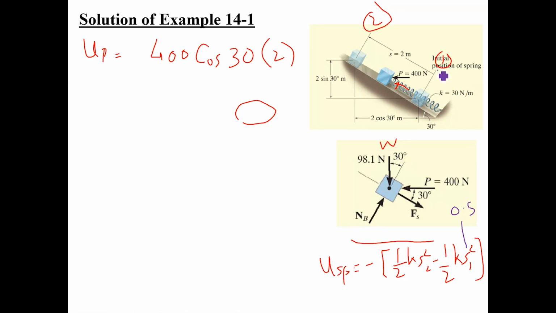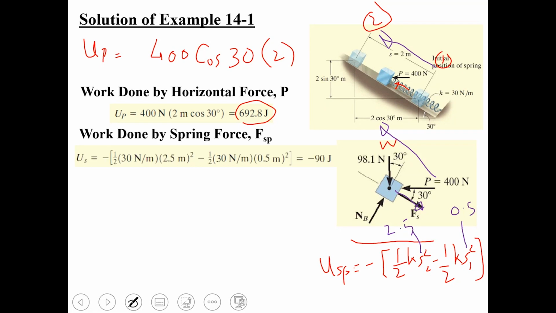Okay. What about s2? Already it was displaced 0.5 up to here. We move it further 2 meters from position 1 to position 2. So what should be s2 then? 2.5. It is going to be 2.5. Now since s2 is greater than s1, and we can see the spring force is acting in this direction while the displacement is in this direction, the work done due to spring force is going to be a negative quantity. When we put in the values of s1 and s2, 2.5 and 0.5, the work done due to spring force is a negative quantity, which is minus 90 joules.